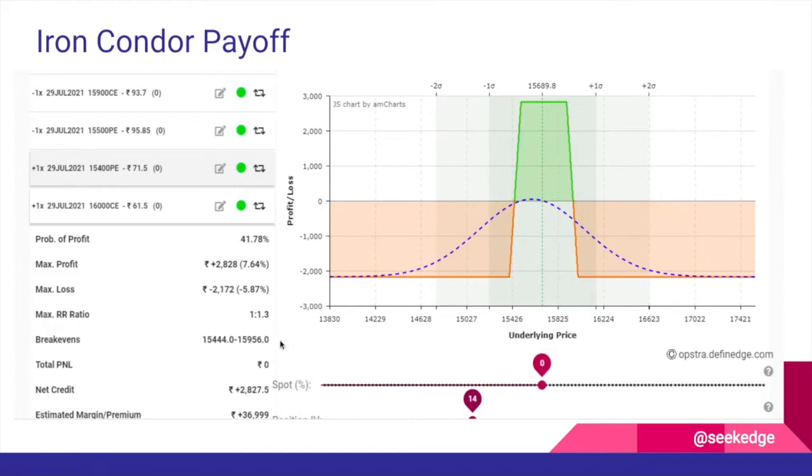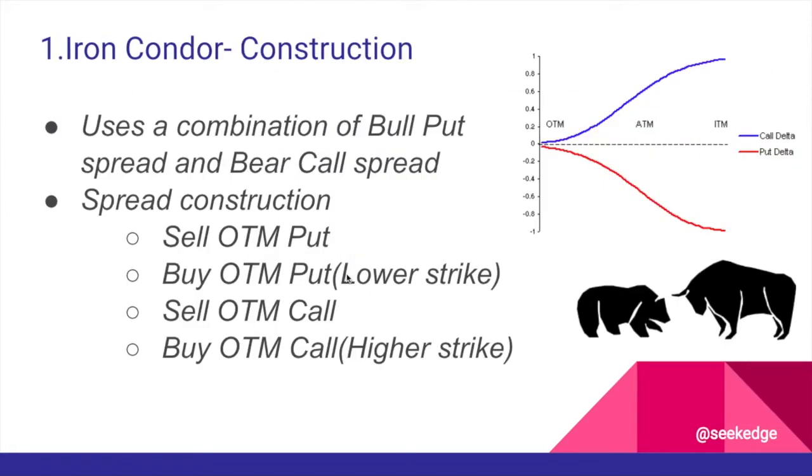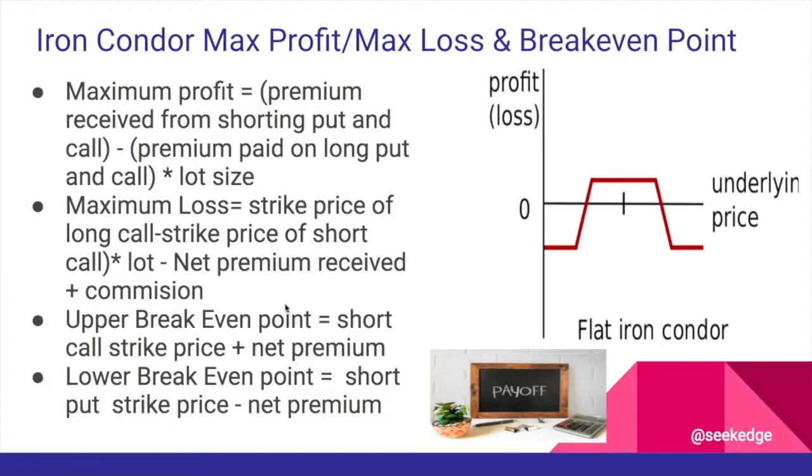You can see that the break even is coming 950. That is 900 short strike plus 50 premium. Here also 15,500 short strike minus premium 50 is equal to 15,450. Right. That is approximately how you calculate the lower break even and the higher side.